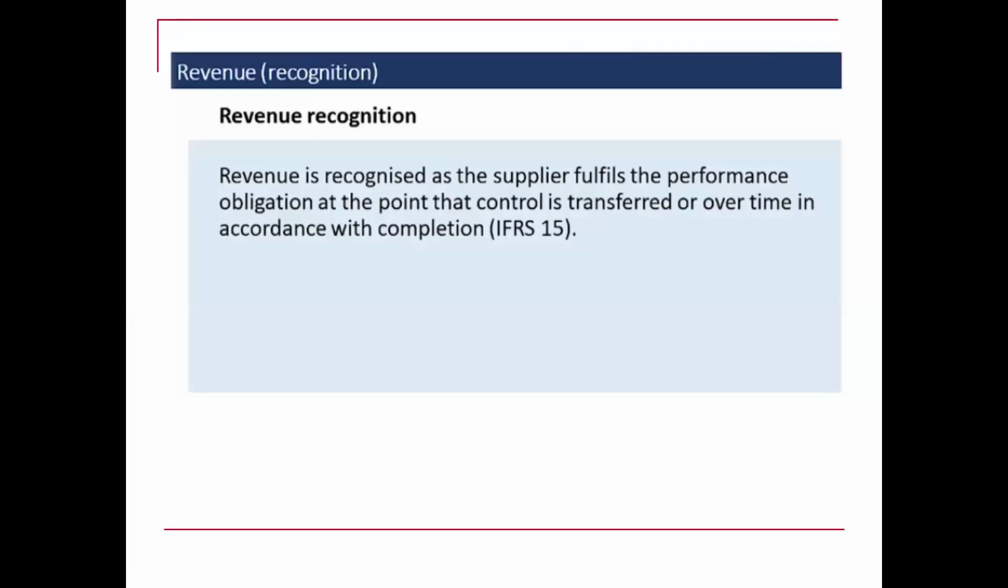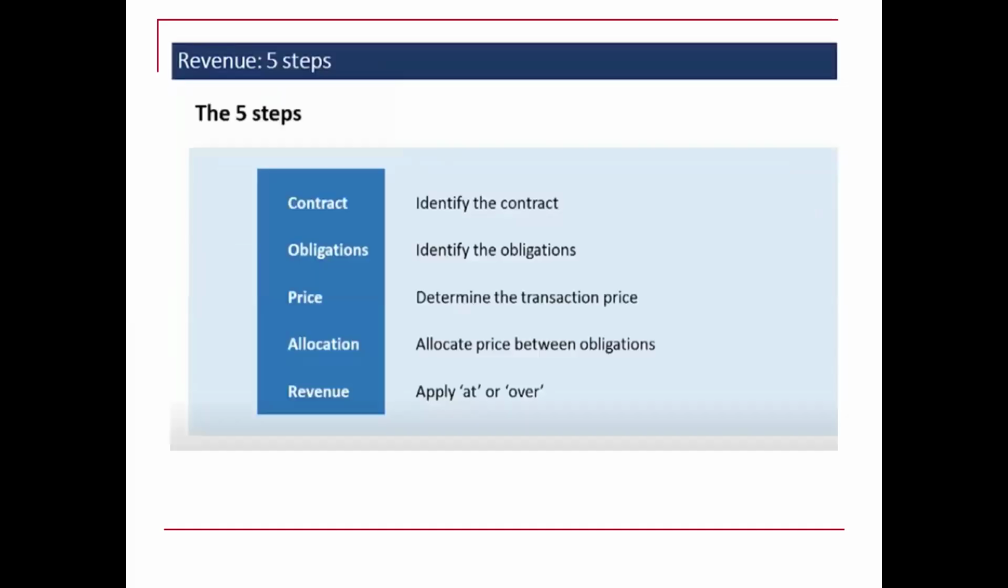So we want to unpick this statement and see what it means. Do a few examples, and then after that, you'll be good to go in terms of how we recognize revenue. The standard sets 5 steps that need to be followed before we can recognize revenue. These are the conditions that we need to look for before we can say we are recognizing revenue.